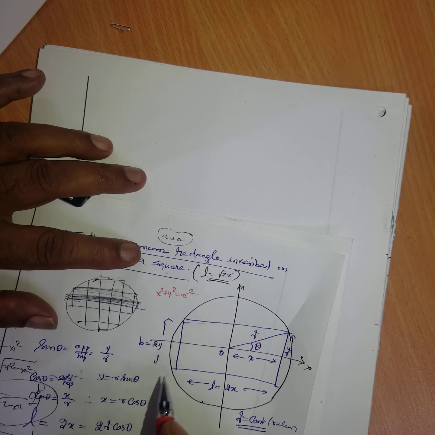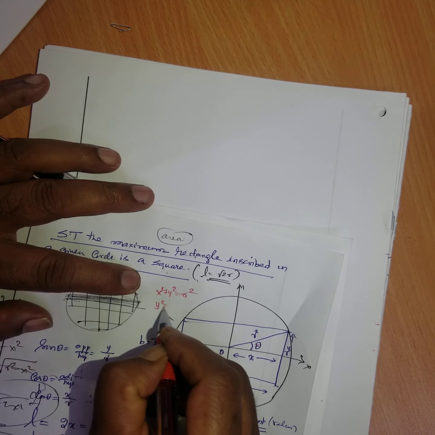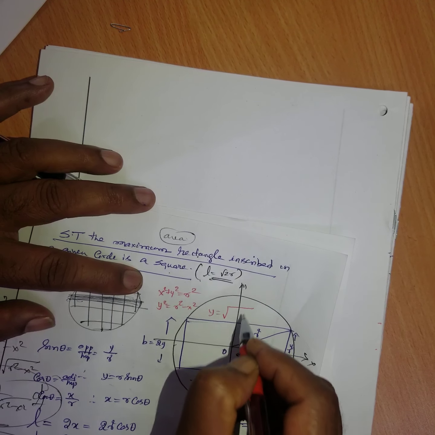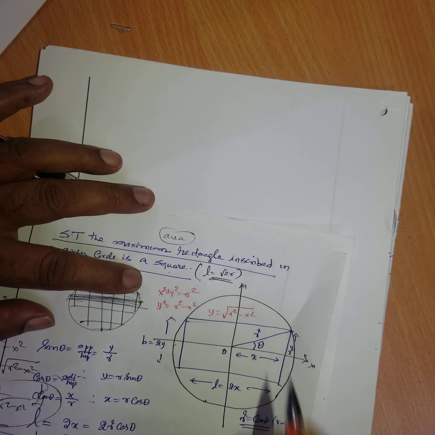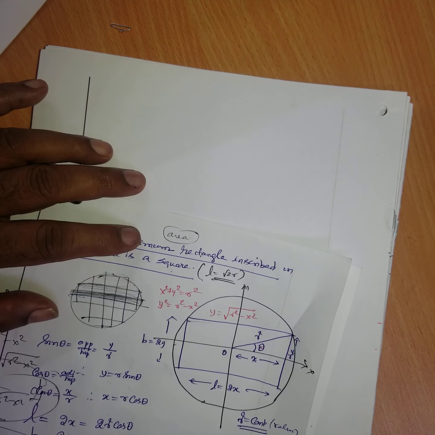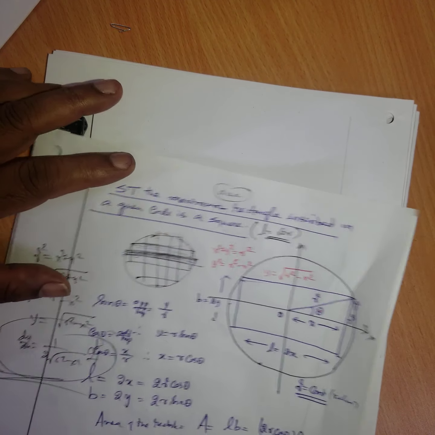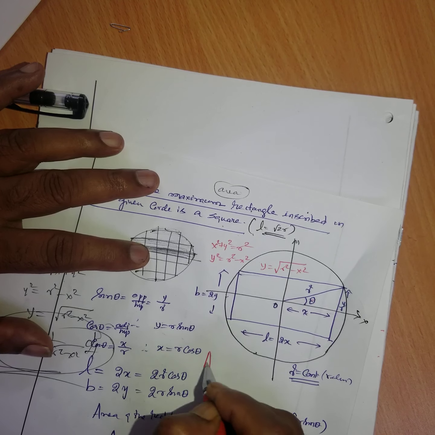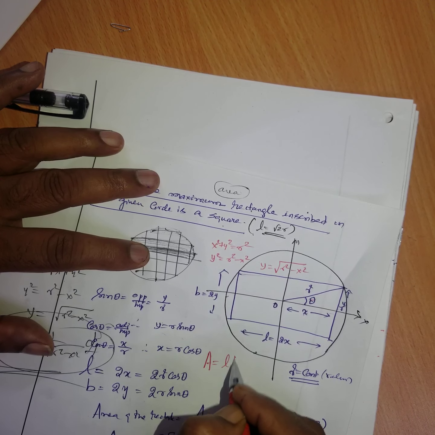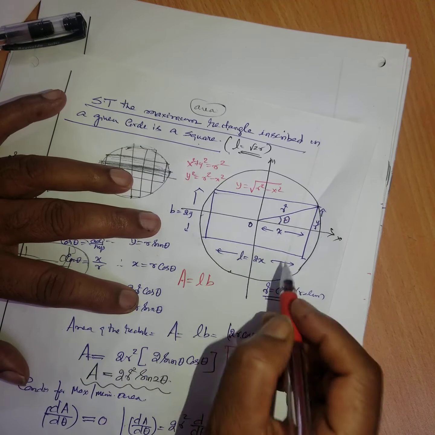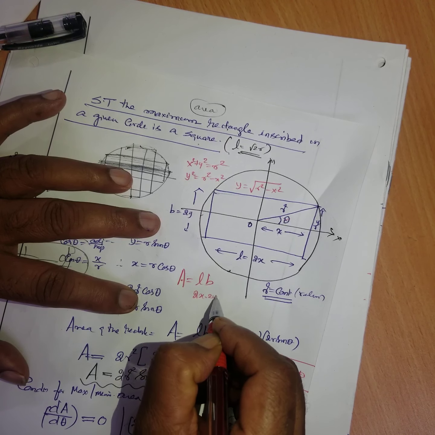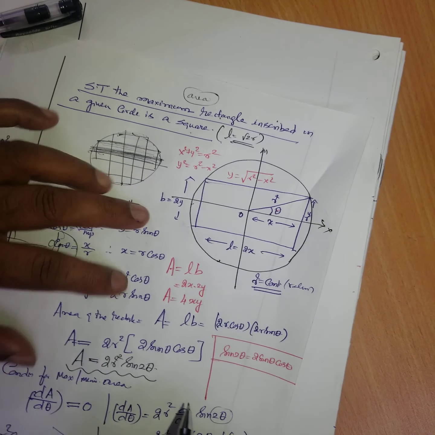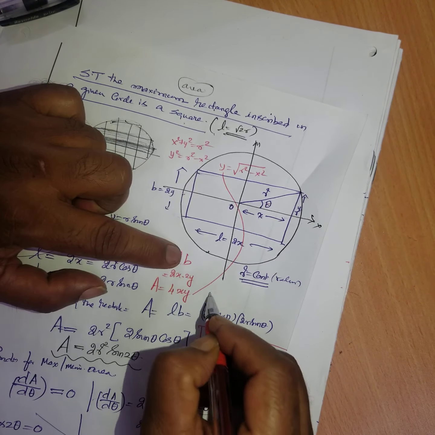Therefore, what is y square? y square is equal to r square minus x square. Therefore, y is equal to square root of r square minus x square. Understood? Therefore, what is the area? Area is equal to length into breadth, correct? What is length? 2x. Breadth 2y. Therefore, area is equal to 4x into y. But y is this, substitute here.